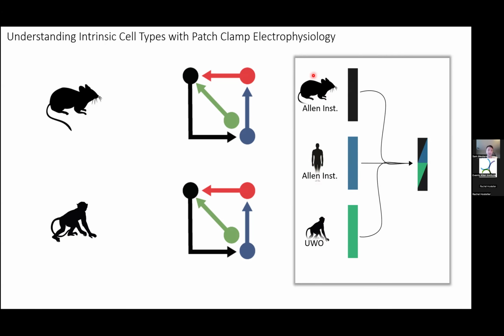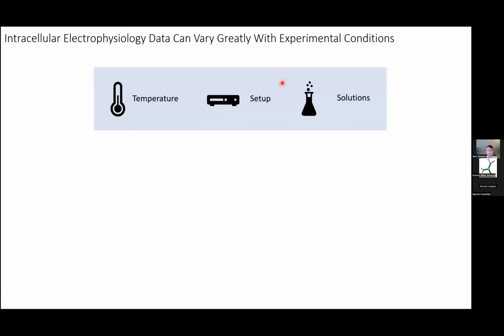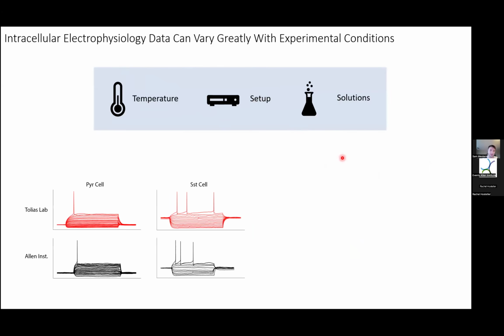So one major problem with merging a bunch of ePhys data is that the intracellular electrophysiology data can vary greatly with experimental conditions. This includes things like temperature and setup and solutions, and it may not even be visible to the naked eye. Here I pulled two cells from one set of cells from the Tobias lab, or the Scala et al. dataset, and one set of cells from the Allen Institute. Here is a pyramidal cell from both labs, which look quite similar to me. Here's an SST cell from both labs. Again, looks quite similar to the naked eye.